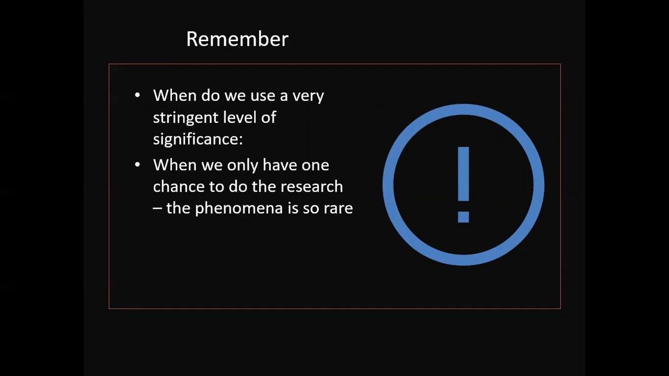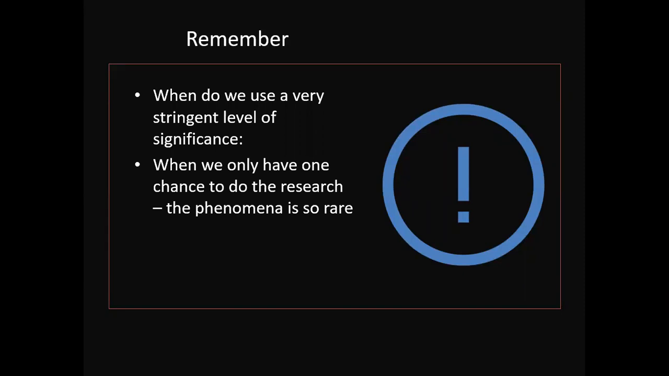One reason why we'll use a really stringent level of significance is when we only have one chance to do the research. So this phenomenon that we're trying to measure is very rare. It doesn't occur very often. So therefore, we want to eliminate as much chance as possible and get as much accurate data as possible. There's no chance of replication. So that's our first reason.